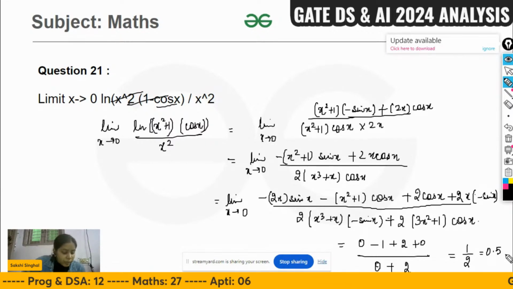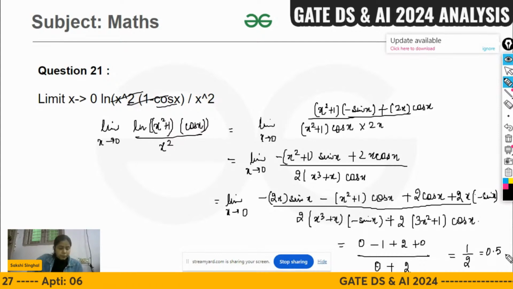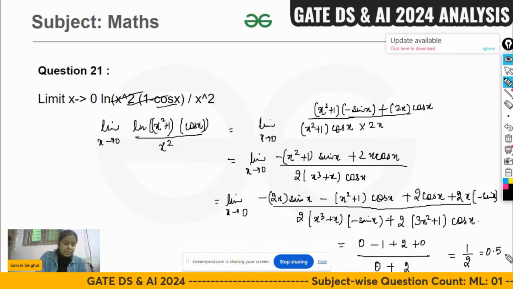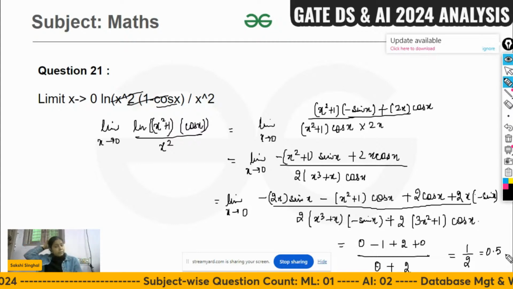So guys, tell me how many of the students get 0.5 as your answer? Just tell me guys in the chat section how many of you get 0.5 as the answer.